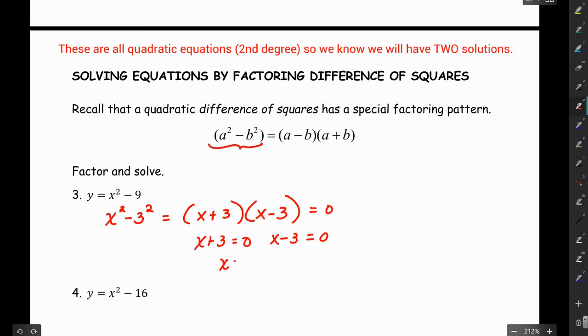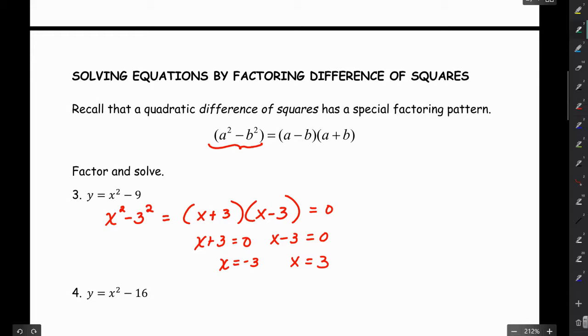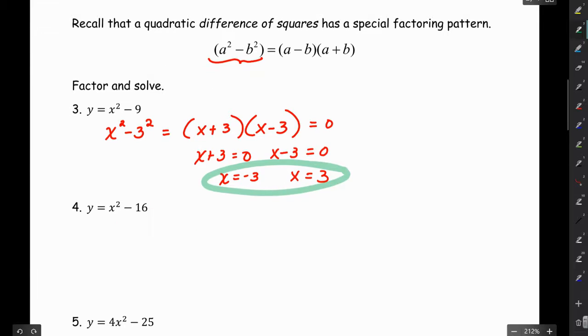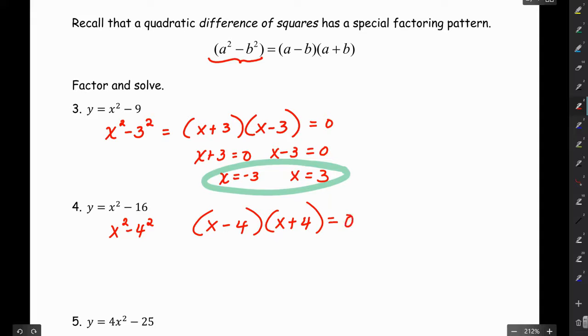And we're going to solve for x. So we're going to get x equals negative 3 and x equals 3. All right, the next one, we have x squared minus 4 squared. So we're going to have x minus 4, x plus 4. Solve for x. So we're going to set each part equal to 0 again. So we're going to get x equals 4 and x equals negative 4.